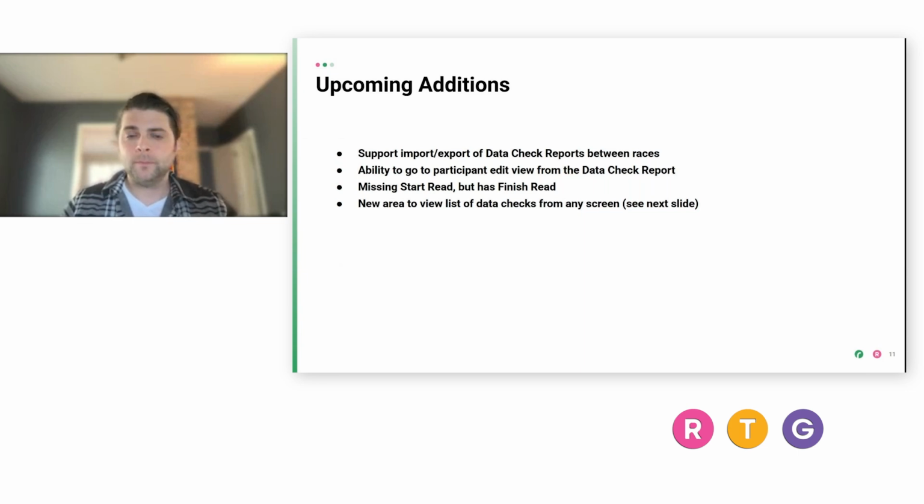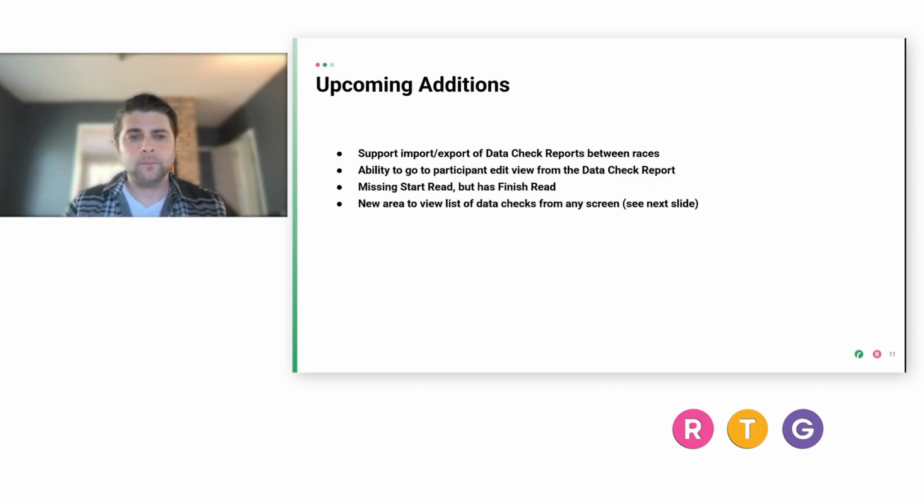Some new things are coming soon with data checks. We're going to keep improving the data checks as we go. We think it's a really great feature. A big thing that we're doing right now is the ability to import and export data check reports between races. Once you get one built up for a triathlon that works very well for you, like a wave jumper data check, that you want to use in all of your triathlons, you'd be able to export your data check and move it over to a different race. That'll be helpful if you want to use them in more of your events without having to set them up every single time.